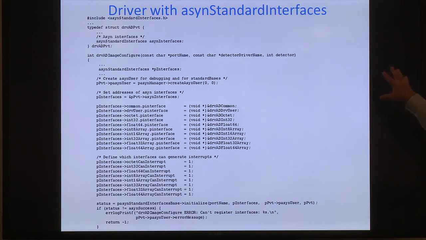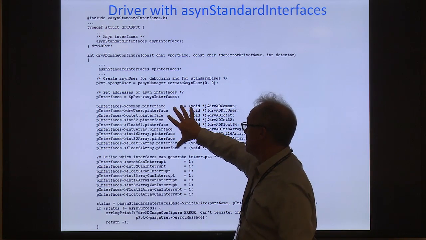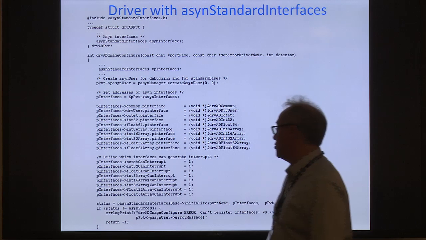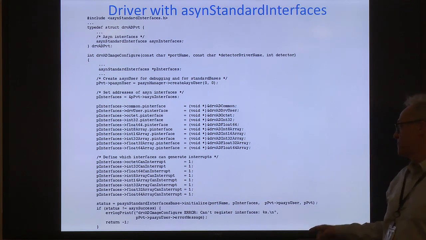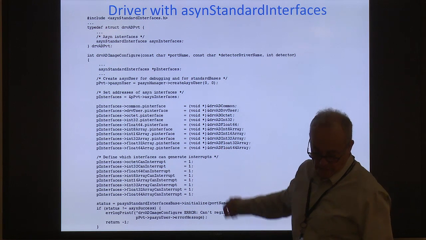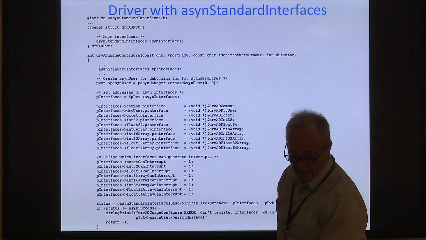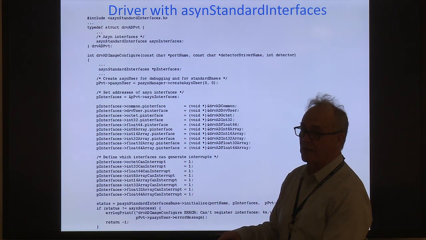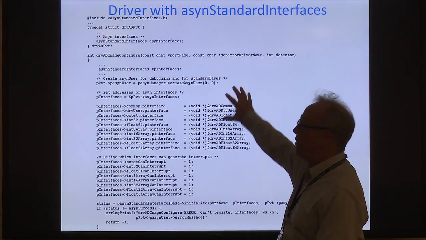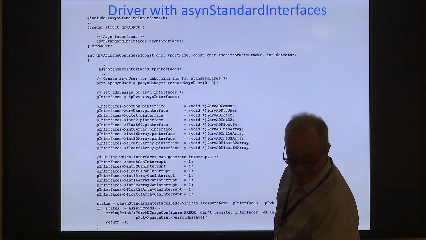So if you do it with this ASIN standard interfaces structure, you basically just fill in some pointers here, set some flags as to which of the interfaces can interrupt, and then call this one function. Even this, you'll see in the next talk, is more work than you need to do. Because if you use the ASIN port driver C++ interface, all of this is done for you behind your back. So you don't have to do even anything this complicated.